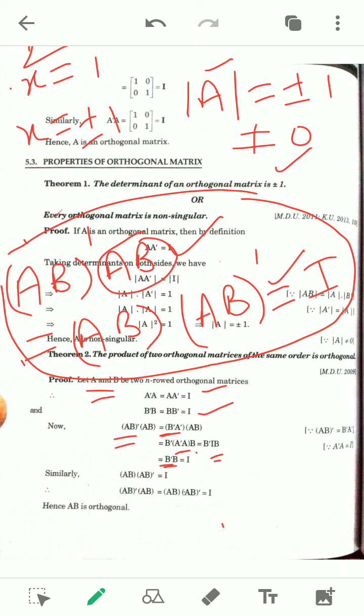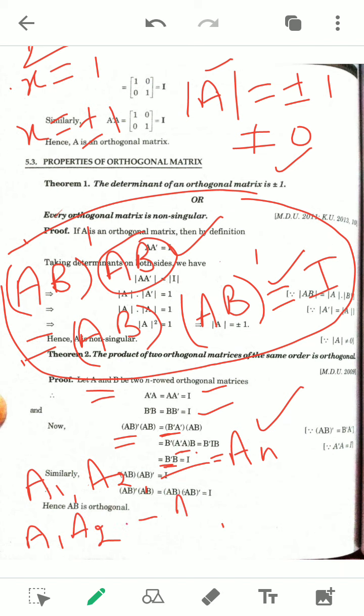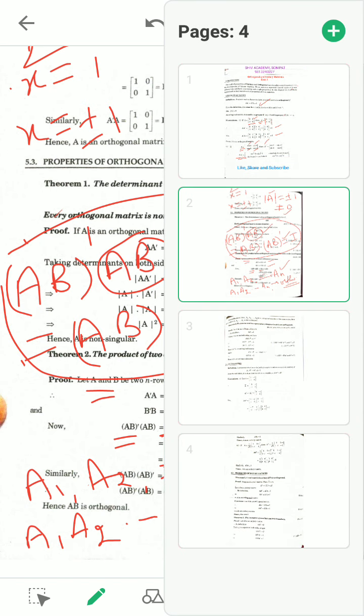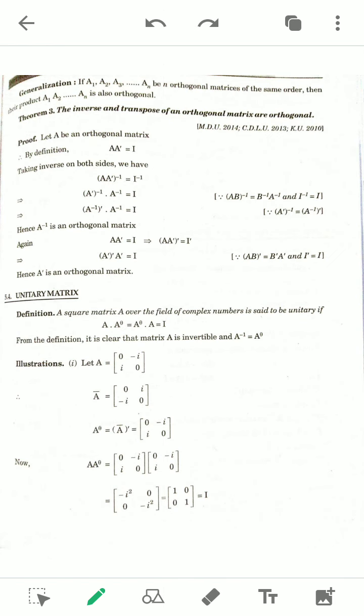So we can now generalize it to finitely many matrices. That means, if we have n matrices A1, A2 and so on up to An, and suppose all of these are orthogonal, then by using theorem number 2, the product of these n matrices, A1 A2 up to An, is also orthogonal. On the next slide we have generalized this result: if A1, A2, An are n orthogonal matrices of the same order, then the product A1 A2 An is also orthogonal.